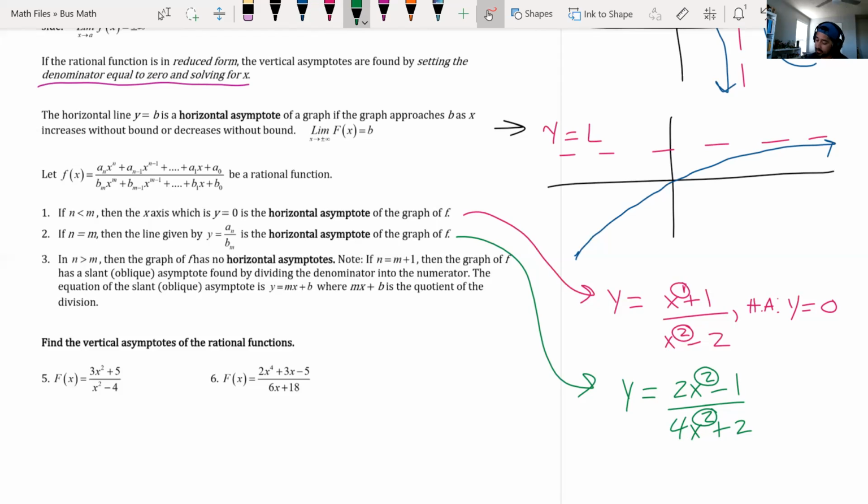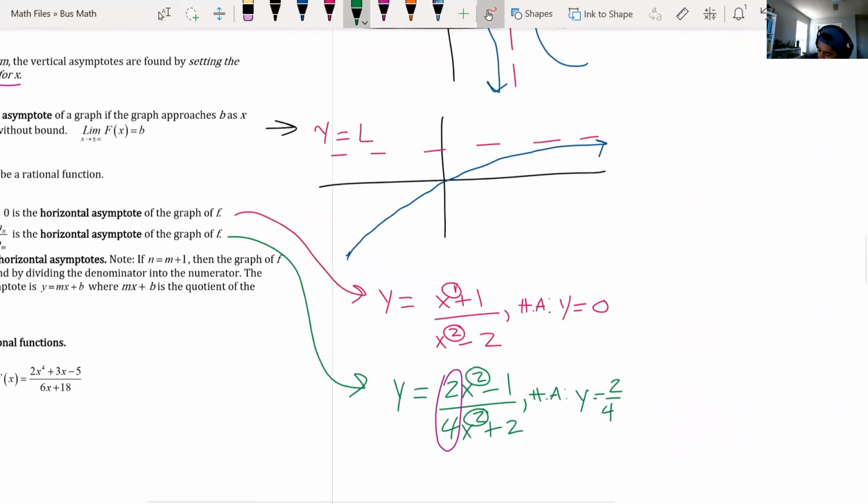So that means since the degrees are equal, rule 2 states that your horizontal asymptote will be the leading coefficients over each other. So you'll get 2 over 4, or better yet, that'll be 1/2.